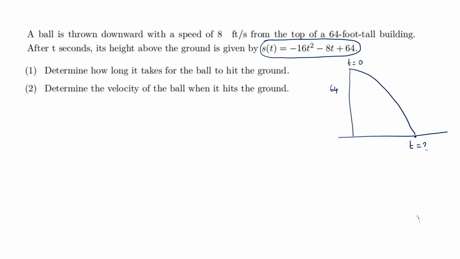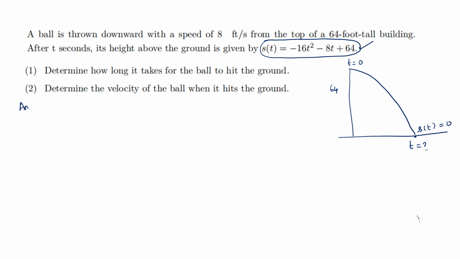Determine how long it takes. So how long? Starting time is 0. Ending time we have to find out. That is the time taken for the ball to hit the ground. But what is the height of the ball at the ground? It is s of t equal to 0. So s of t is given to you. You have to assume s of t equal to 0 and get the value of t.